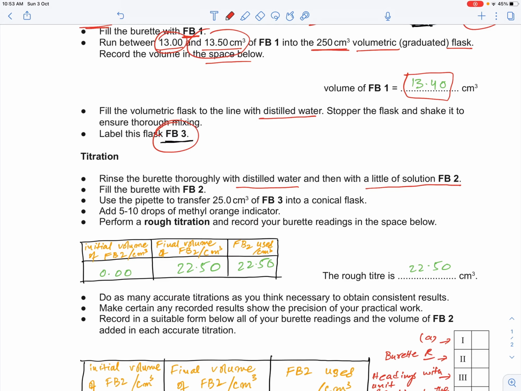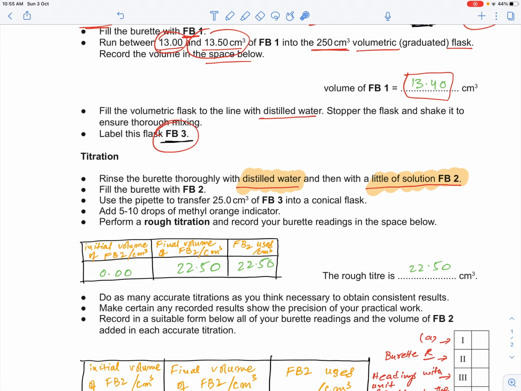Just note this point, that whenever you're washing a burette, first wash it with distilled water, and then with a little of the solution you have to fill in the burette. So if you are filling the burette with the acid, first wash it with distilled water, right? And then add a small amount of acid, and shake the burette 2 or 3 times, right? So this is how we wash a burette, right?